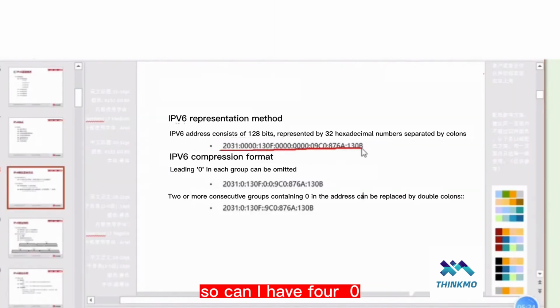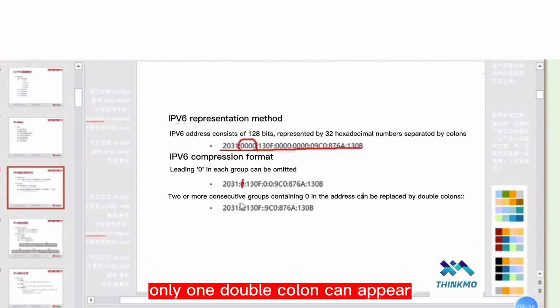So can I abbreviate the first group of zeros to a double colon? That's okay too. But in an IPv6 address, only one double colon can appear. This is something to be aware of.